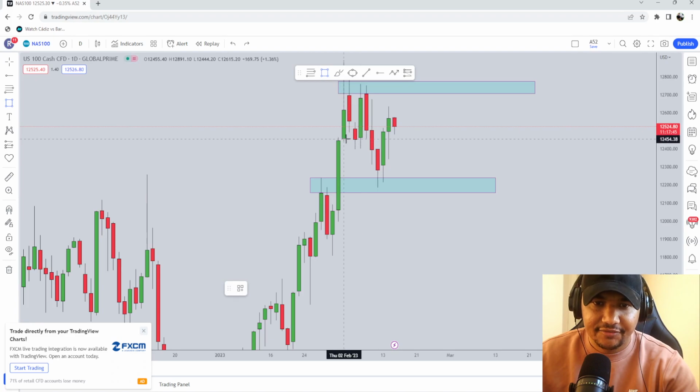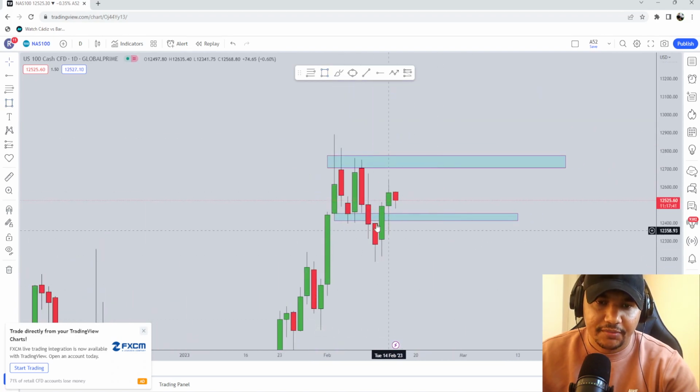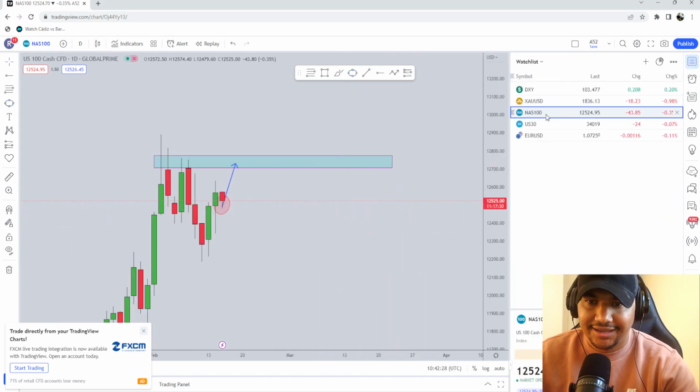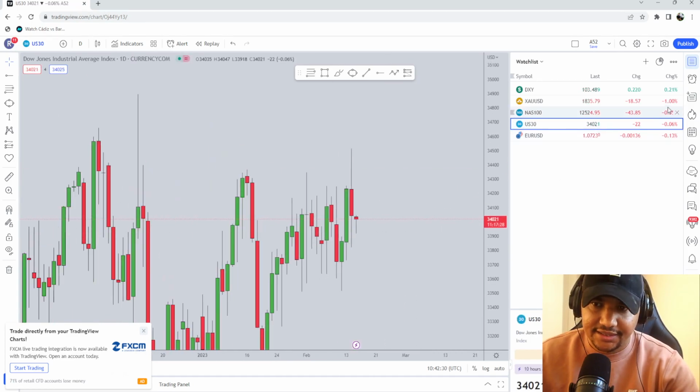Now, the Nasdaq, if you look at the short term over here, we do have the potential of the market printing this inverted head and shoulders. So I do expect the Nasdaq in the short term to continue higher, and then from there monitor price action once again, and see what we can get from that side as well.